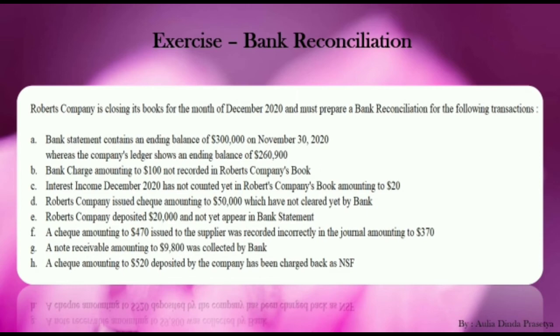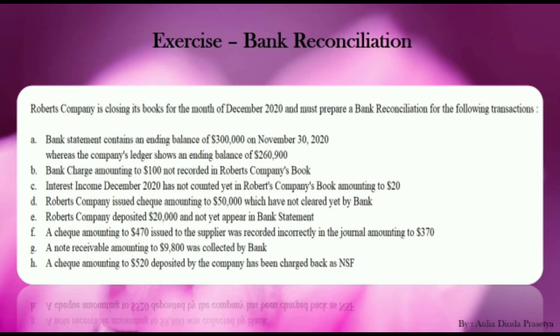C. Interest income for December 2020 has not been recorded yet in Robert's company's books, amounting to $20. D. Robert's company issued a check amounting to $50,000 which has not been cleared yet by the bank. E. Robert's company deposited $20,000 which does not yet appear in the bank statement.